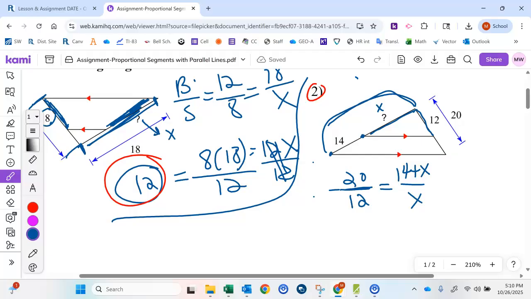So when you have the x showing up more than once, one of the things you can do is look at what other information you have. And this is what I mean. So let me go ahead and notice something.